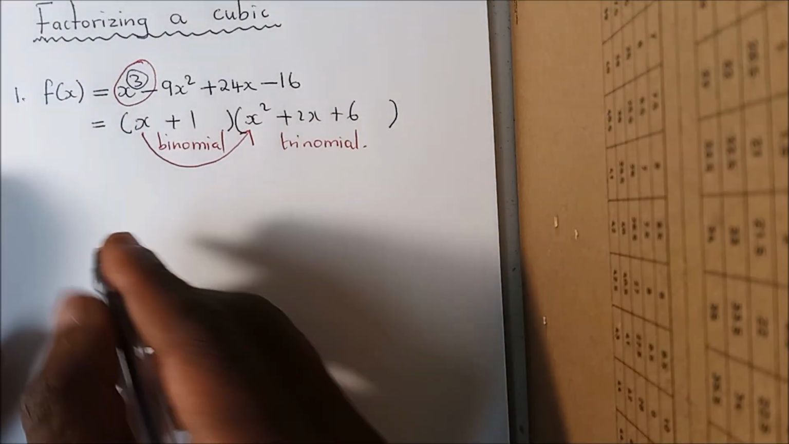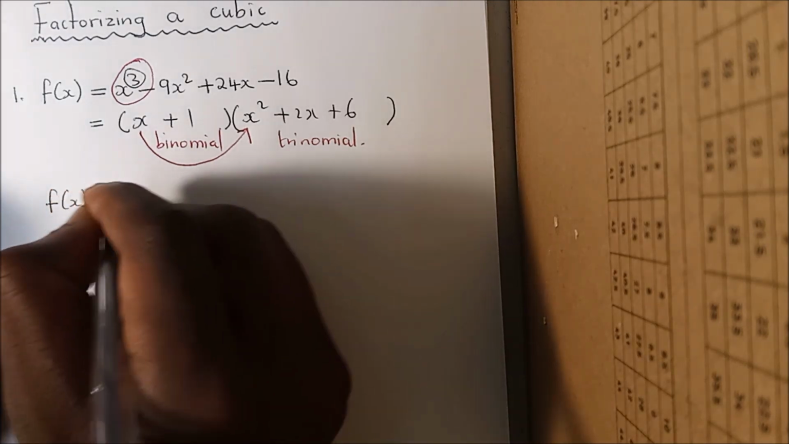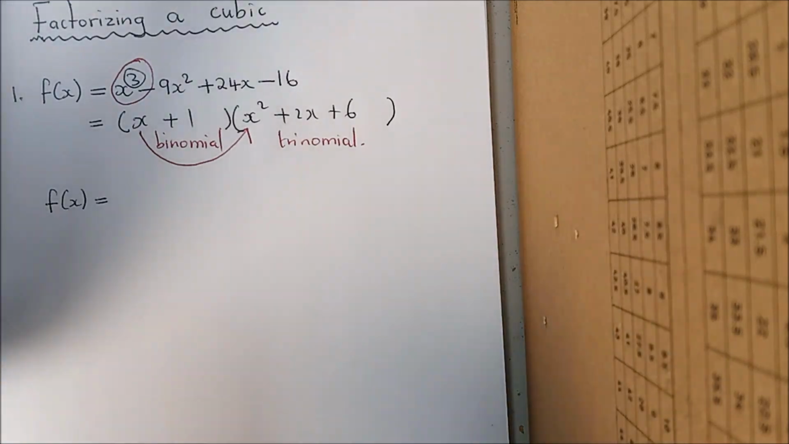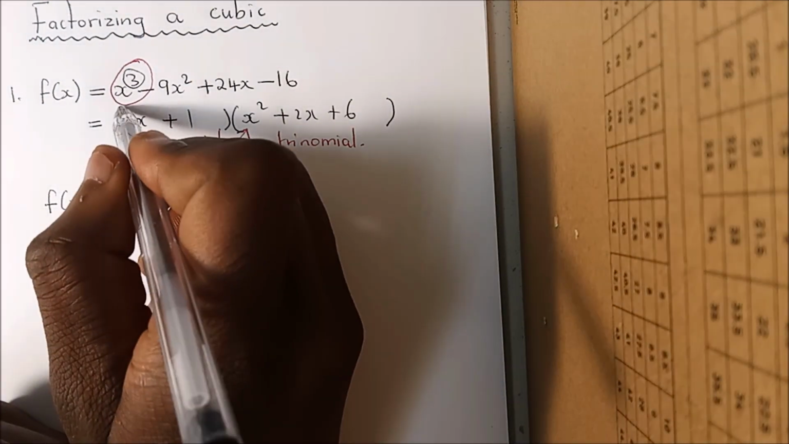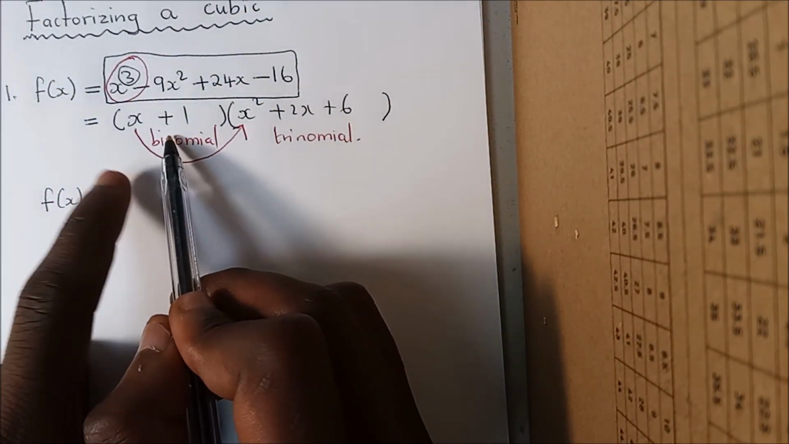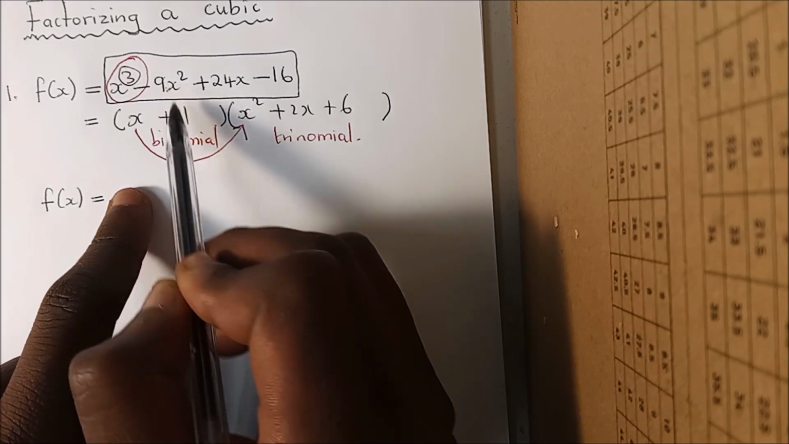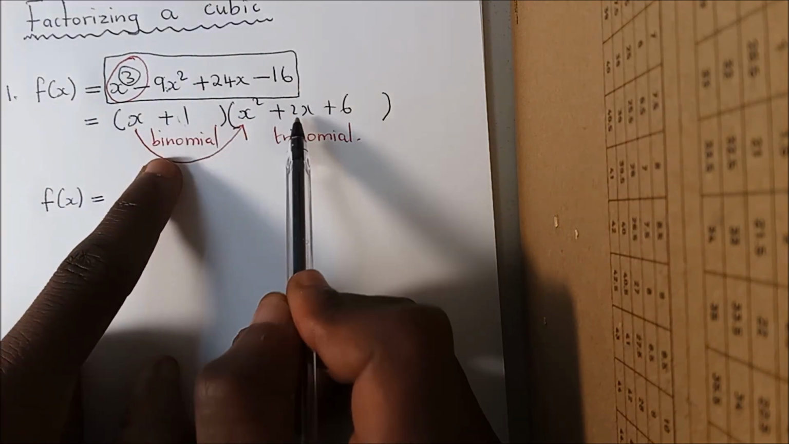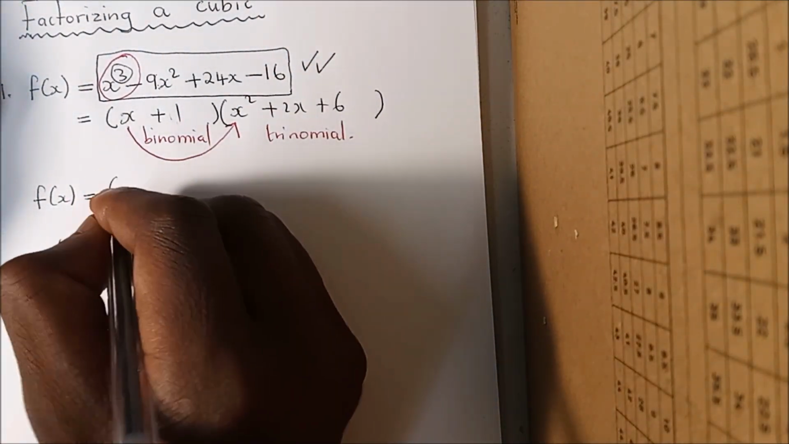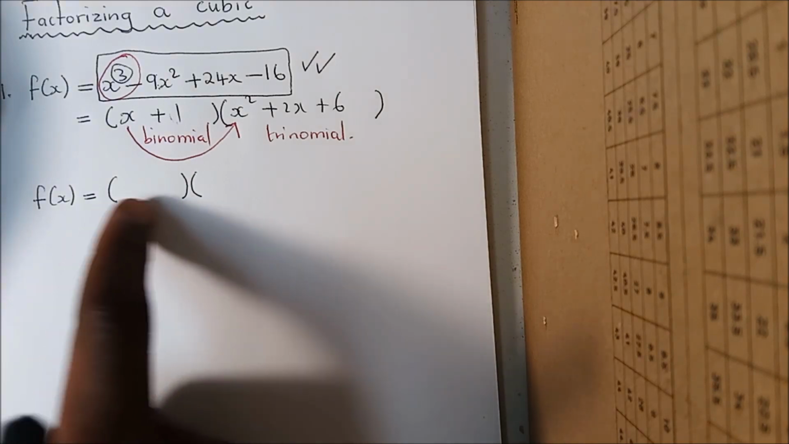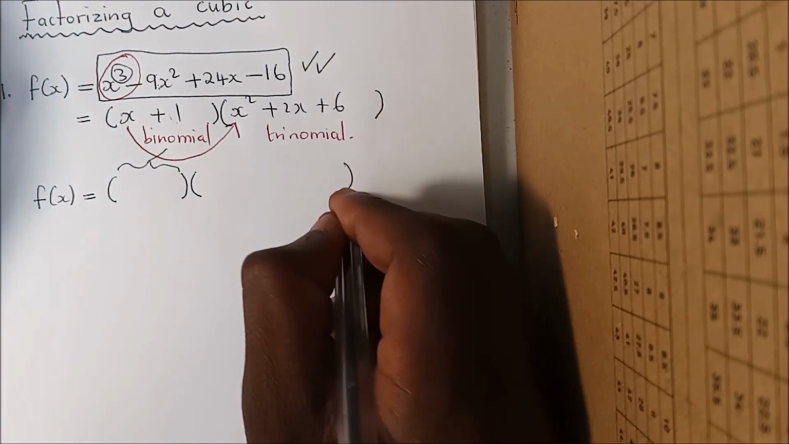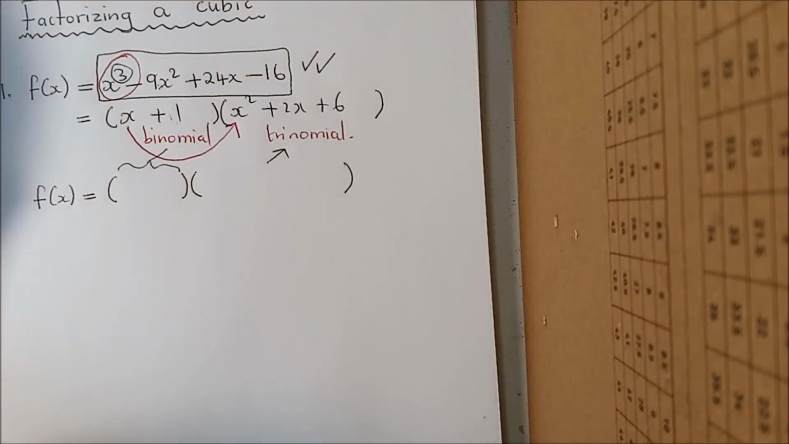I factorize this using a method. I forgot the name of the method, but it's a nice method. If you want to factorize a cubic polynomial, it is very important that to factorize a cubic, you need to multiply a binomial with a trinomial. So if we want to factorize this cubic, we are going to have two brackets. The first bracket must contain a binomial, and the second one must contain a trinomial.